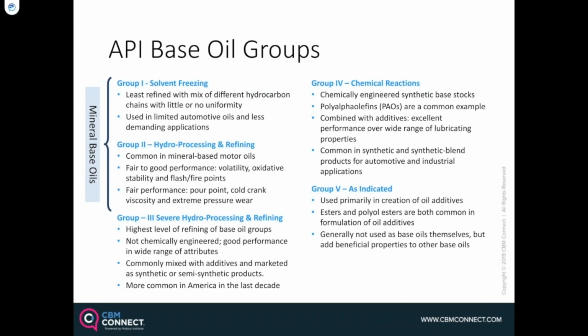Group 2 are much more common. That is where a majority of the engine oils today are still made from Group 2 oils. It's got pretty good performance in volatility and oxidation stability, and it has fair performance as far as the pour point and the cold crank and EP. Obviously, when you make an engine oil from a Group 2, you take care of all the deficiencies and enhance certain abilities with the addition of additives.